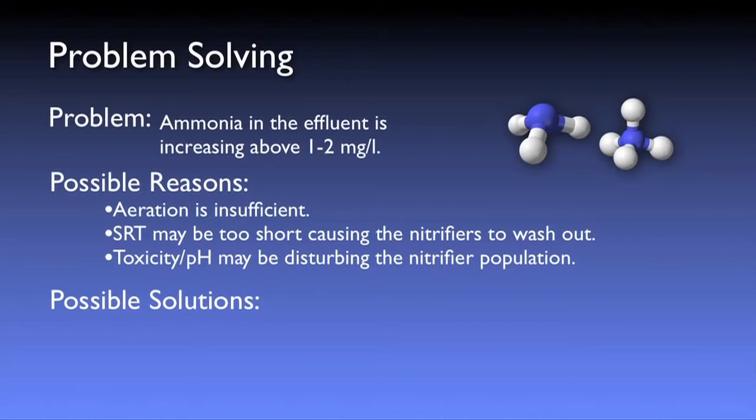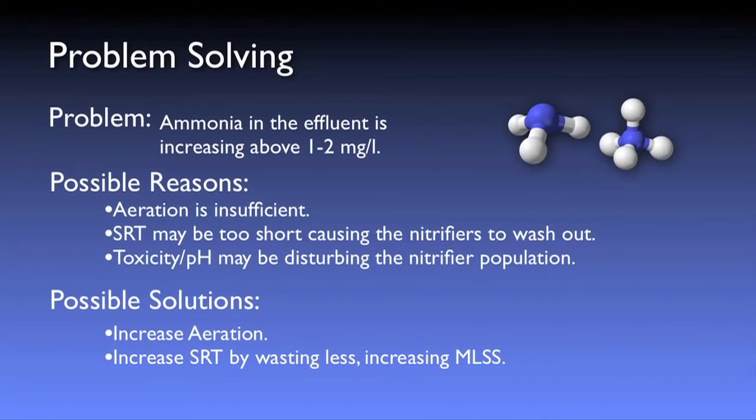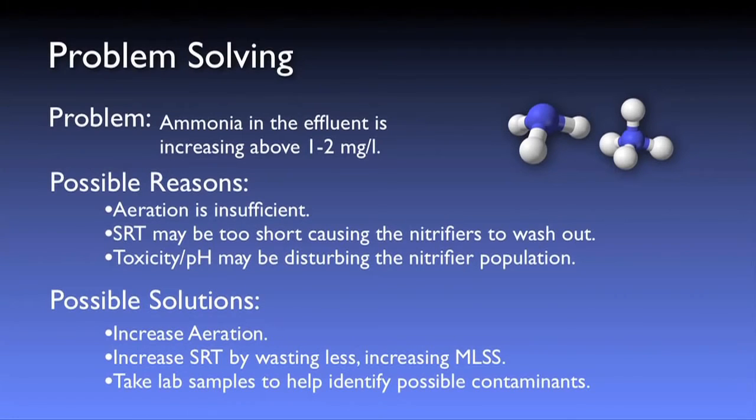Knowing these things, the possible solutions are easily determined. If low DO is the culprit, full nitrification will return by increasing aeration. If temperatures have dropped, the SRT may need to be increased to maintain a healthy nitrifying population. If pH or toxicity is the culprit, certain specific actions may be required depending on the exact cause.